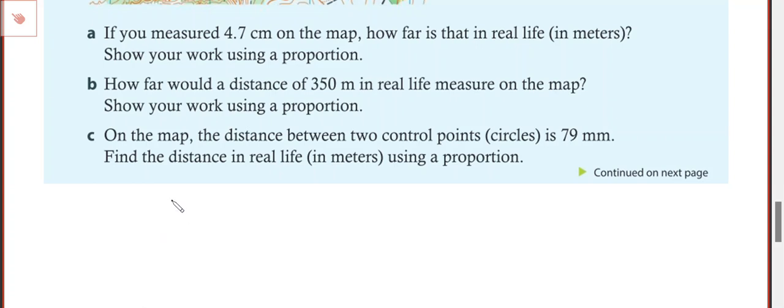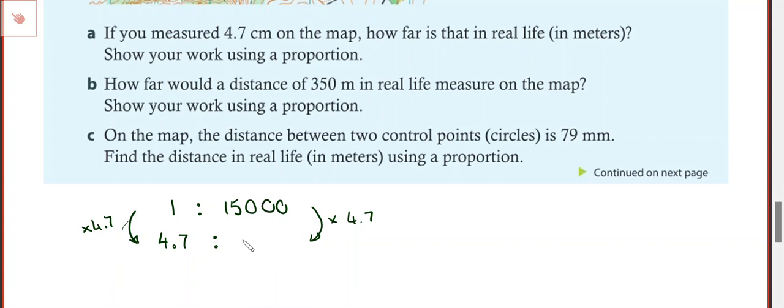Well, like we said, the ratio is 1 to 15,000, right? So the first thing we can do is say, well, that is 4.7 to, well, how many? How do we write that as the equivalent ratio? So this has been multiplied by 4.7, so we have to multiply by 4.7. So what's 15,000 times 4.7?